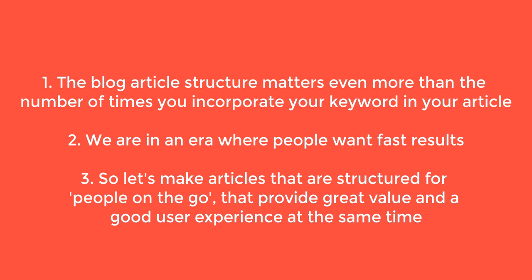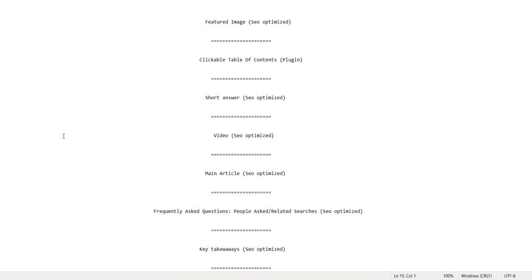So as you're about to see, this blog article structure makes perfect sense. And this needs to be done in that exact order. The first thing that people need to see, aside from the title of your article, is a featured image. And that image needs to be search engine optimized. Later during this training, I'm going to show you how to make them and how to optimize them.